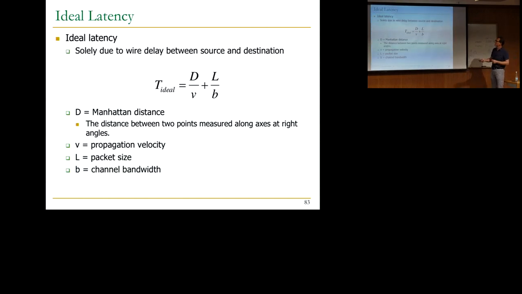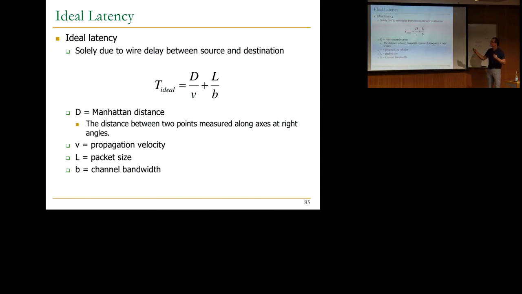So ideal latency is solely due to the wire delay between source and destination. So certainly there's a distance that you have. And Manhattan distance is named because of the Manhattan Street Network. You have the distance between two points measured along axes at right angles. And you have a propagation velocity. So ideal latency is basically that distance divided by that velocity, plus the packet size over the channel bandwidth, because that takes some time also.